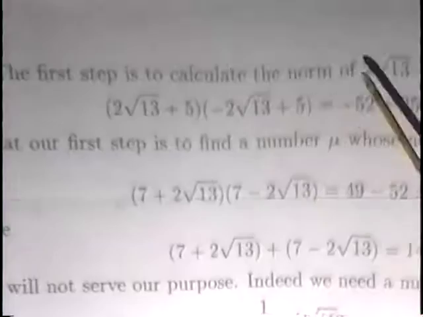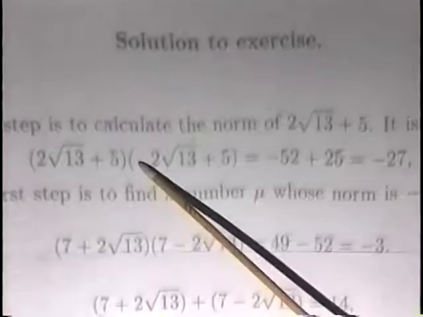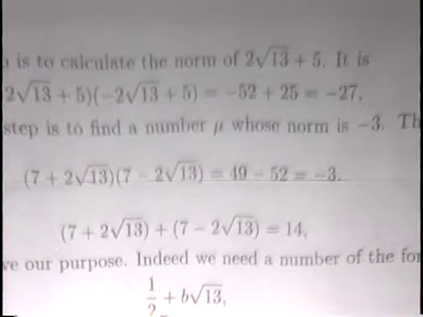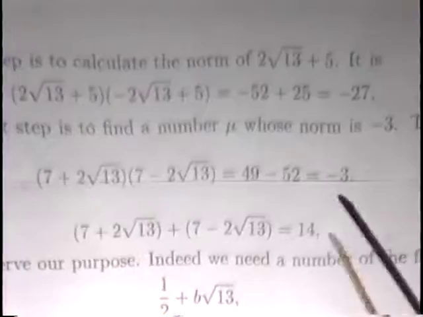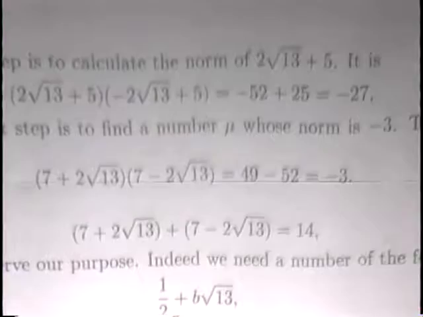So we do what we did last time. We compute the norm. The norm of this involves replacing the square root of 13 by the square root of minus 13. Put in a minus 2, we discover that the norm is minus 52, which is 4 times 13, minus 27. It is indeed a cube. Now, we can look for a number whose norm is minus 3. One suggests itself, it's minus 3. But if I try to use that in here, then I find the sum is 14 and not 1.